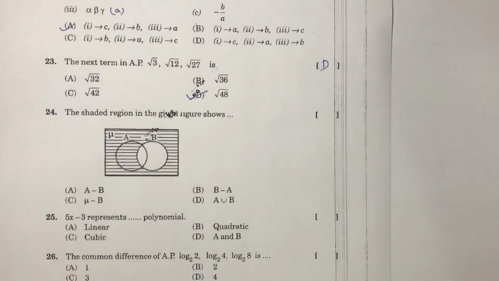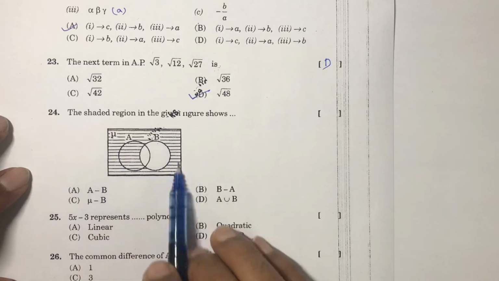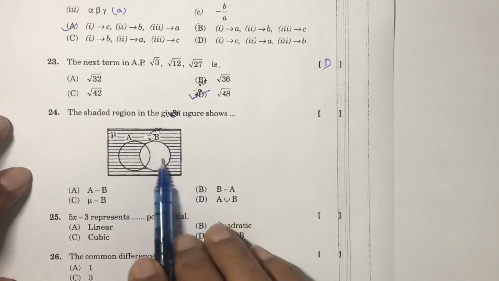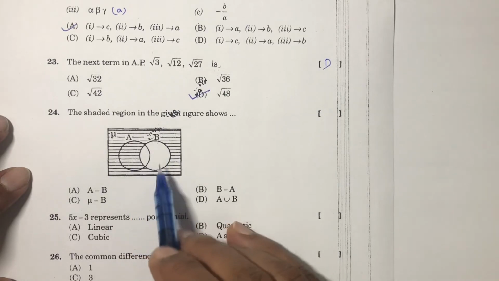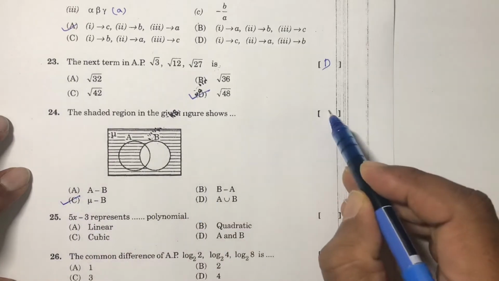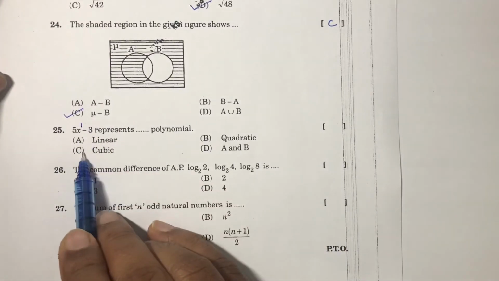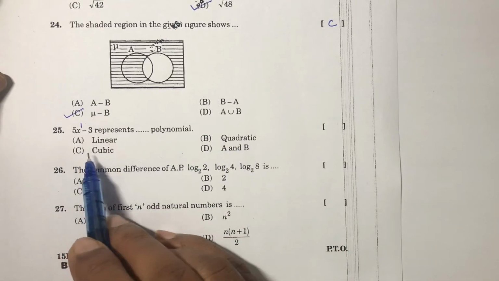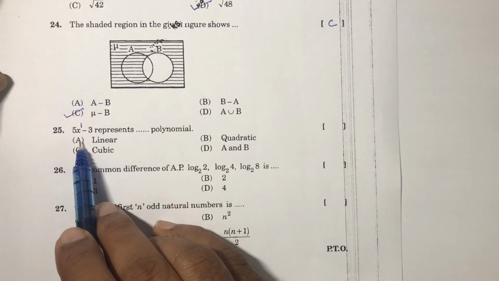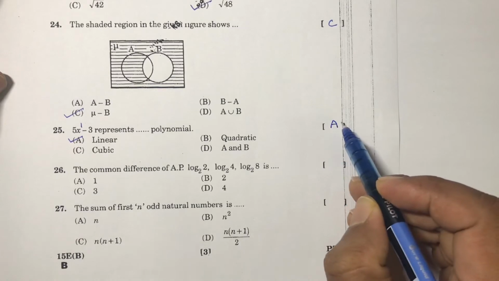Next question. The shaded region. This complete box indicates the universal set mu. Everything is shaded except B, so from mu they have removed the circle B. So mu minus B. Correct option is C. Next one. 5x minus 3 represents... degree here is 1. If degree is 1, it is linear. If degree is 2, quadratic. If degree is 3, cubic. So correct option is A, linear polynomial, because degree is 1.